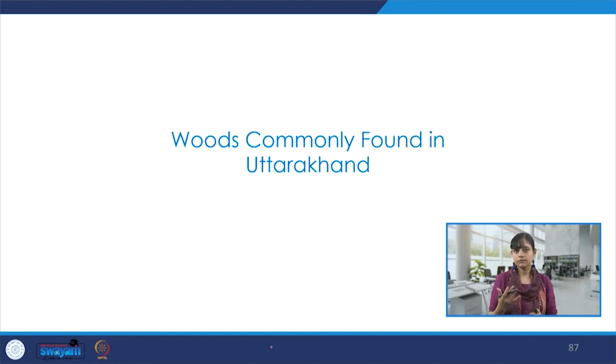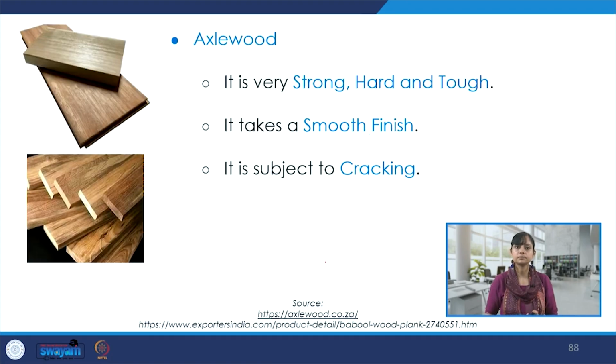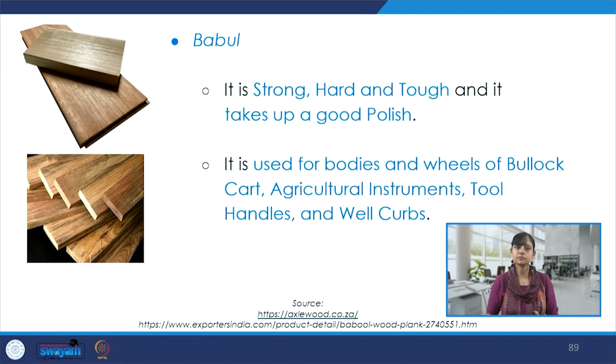Now I've just put some woods which are commonly found in Uttarakhand. I tend to put a lot of examples and case studies from Uttarakhand because IIT Roorkee is based in Uttarakhand, and I've been focusing on this Himalayan state for 12 years now. I just like to put some examples from here. There is Excel wood, which is quite strong, hard, tough. It has a smooth finish. It is subject to cracking though.